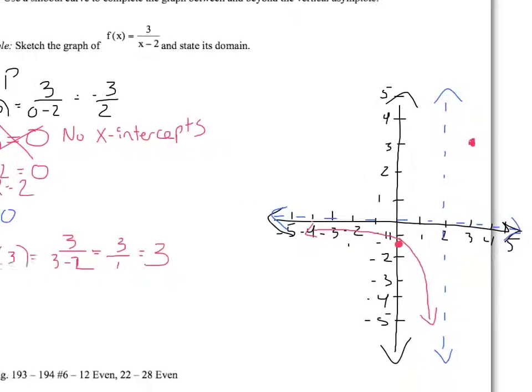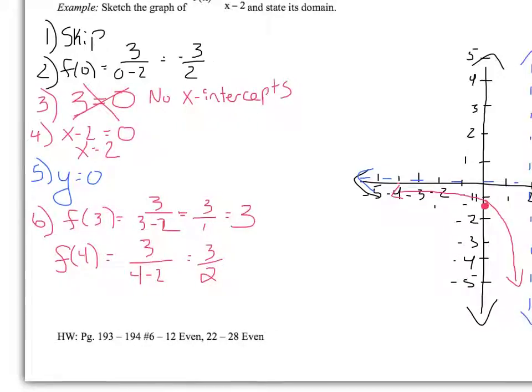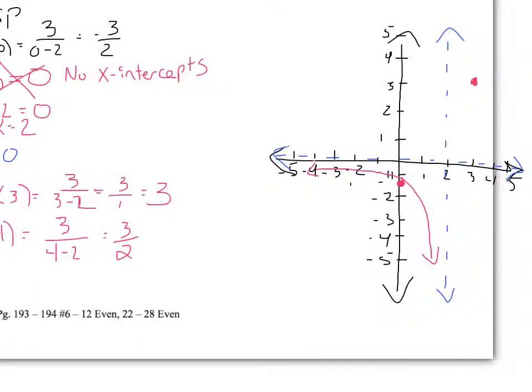Now if I wanted to, again, I could find f of 4, which would be 3 over 4 minus 2, 3 halves. So I'd plot the point 4, 3 halves. 4, 3 halves, that's going to be between 1 and 2, something like this. Based on those 2 points, I can see for sure, and the fact that I have to follow my asymptotes, that the second half of my graph would look something like that.